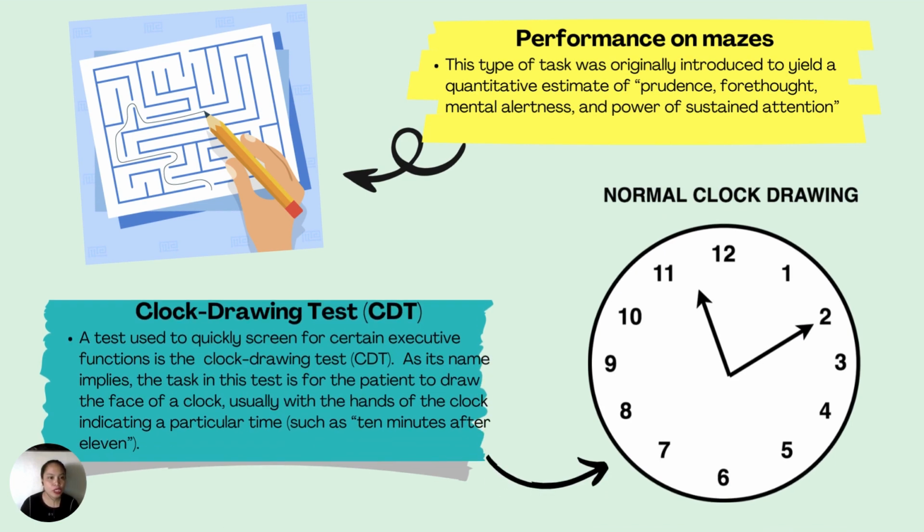Another one is performance on mazes. It is another type of task used to measure executive function. This type of task was originally introduced to yield a quantitative estimate of prudence, forethought, mental alertness, and power of sustained attention. A test used to quickly screen for certain executive functions is the clock drawing test, or CDT. As its name implies, the task is for the patient to draw the face of a clock, usually with the hands of the clock indicating a particular time, such as 10 minutes after 11.